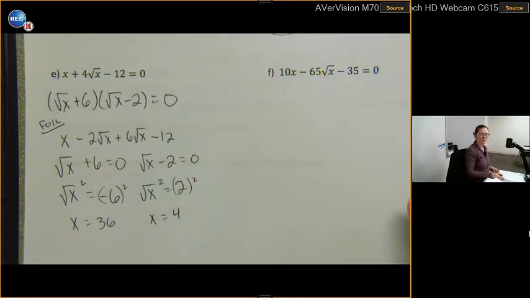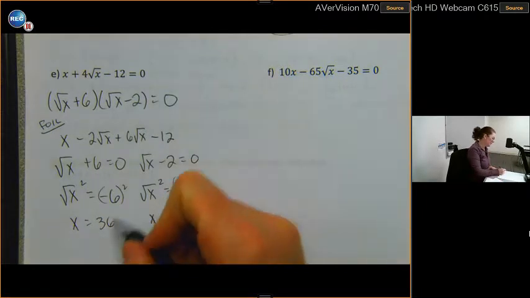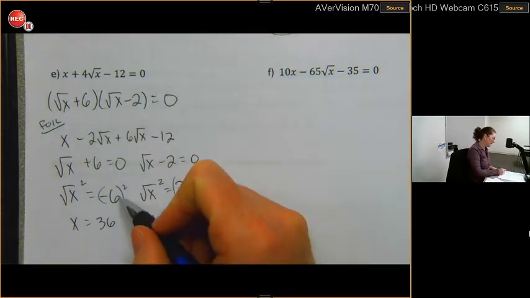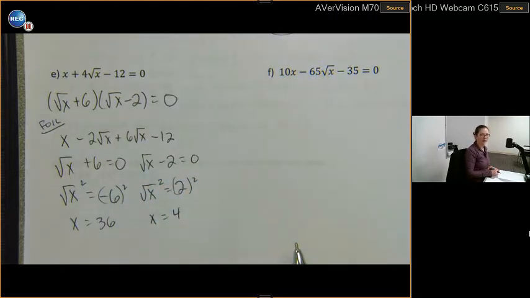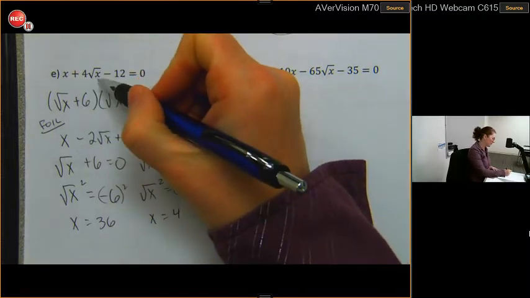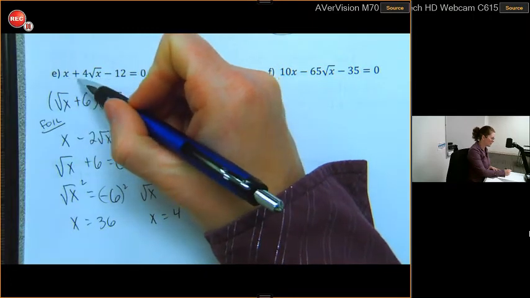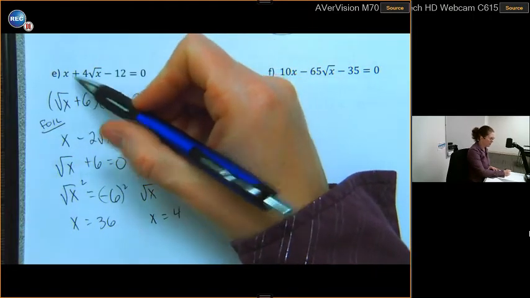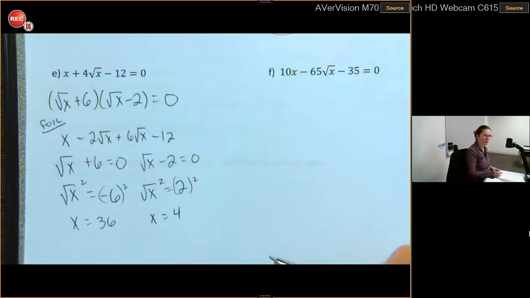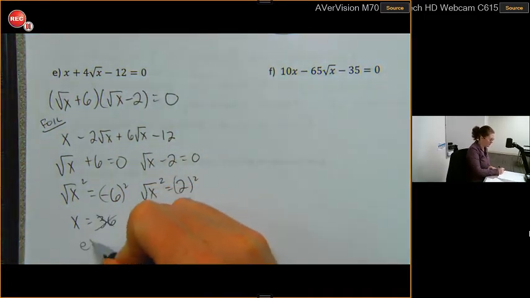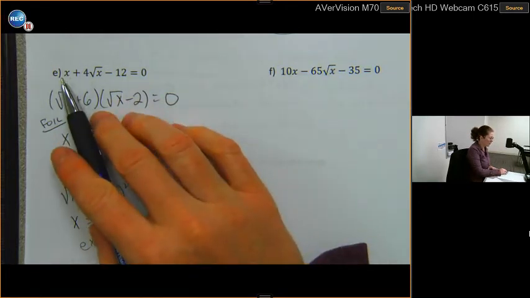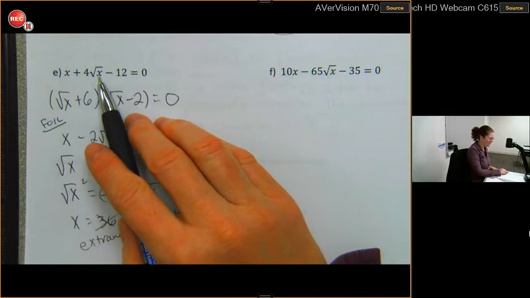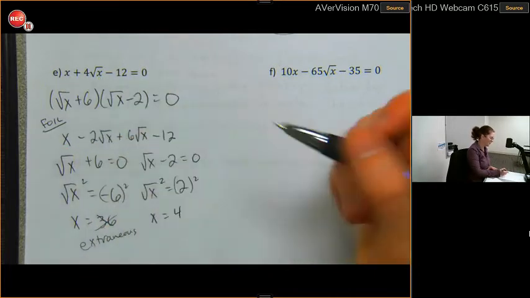But the 36 is going to be extraneous again. Here's how I know. In the previous step, I had a -6 equal to a square root. A square root cannot equal a negative number. It's just not going to work. If you checked it by putting 36 in here, you'd have 36 plus 4 times 6, which is 24. 36 plus 24 subtract 12 is definitely not going to be 0. If I put in the positive 4, I'd have 4 plus 4 times 2, which is 8. 4 plus 8 is 12, minus 12 is 0.